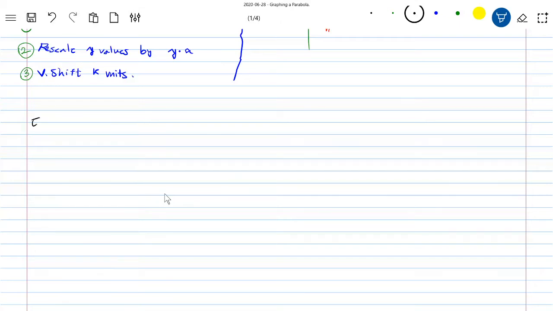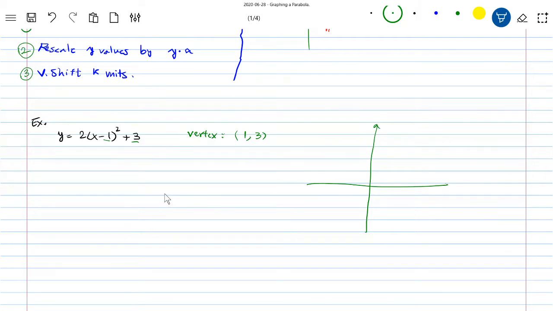Here, let's do an example. For example, given y equals 2(x minus 1) squared plus 3, you can already figure out where the vertex is. It's not necessary, but if you do it, it's going to be easier. What is the vertex? This is h, that is k, so it would be at (1, 3). So if I graph the function, I know at 1, and let's say this is 3, at (1, 3), that's where the graph is. So the graph has some shape like this.